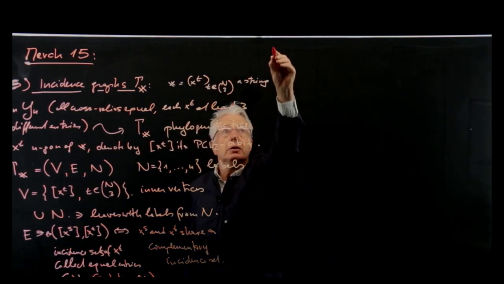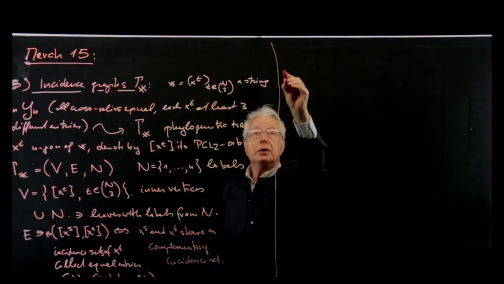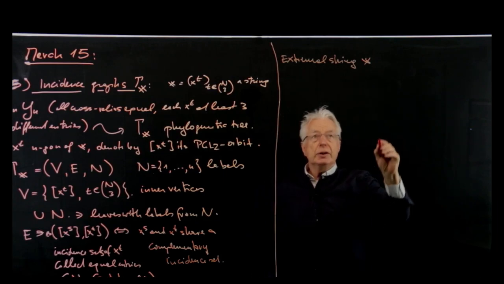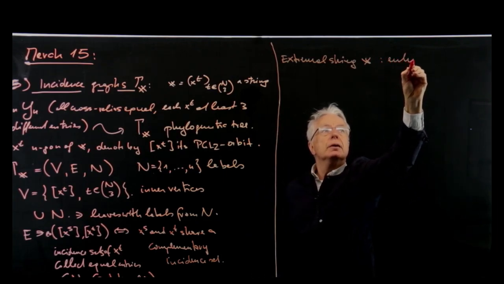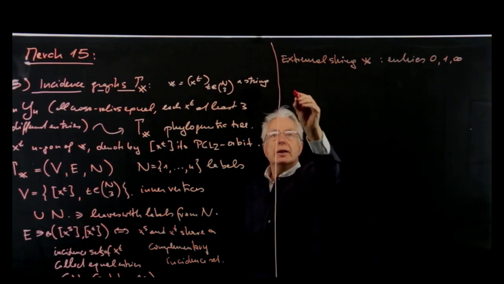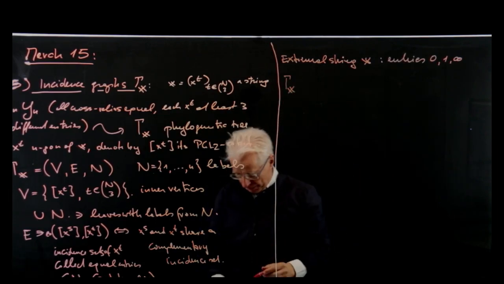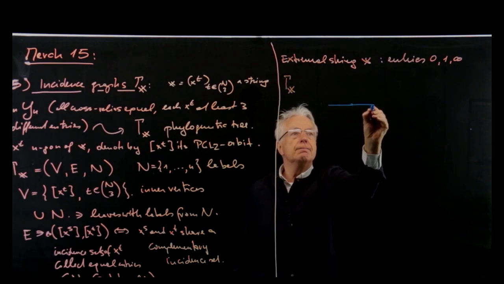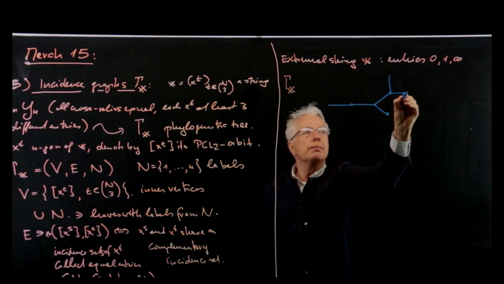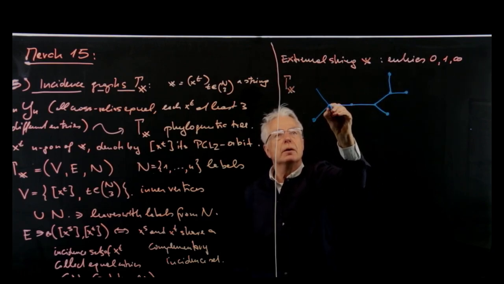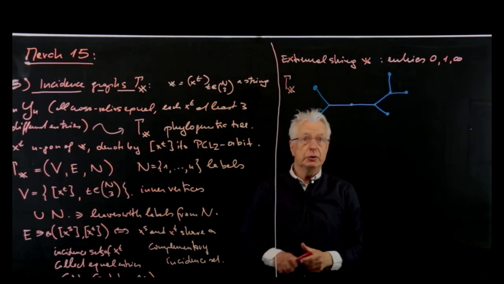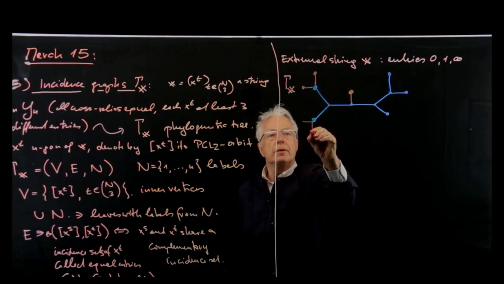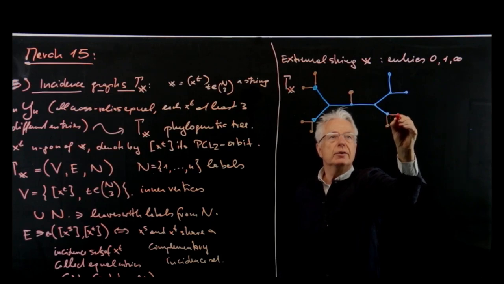So let me draw one example. If we have an extremal string x, an extremal string was one which has only entries 0, 1, or infinity. And then we get gamma of x as follows. I have my blue here. As usual, the inner vertices and inner edges are in blue. To have a phylogenetic tree, we have to add here one leaf and here always two. Okay, so all blue vertices have degree 3.